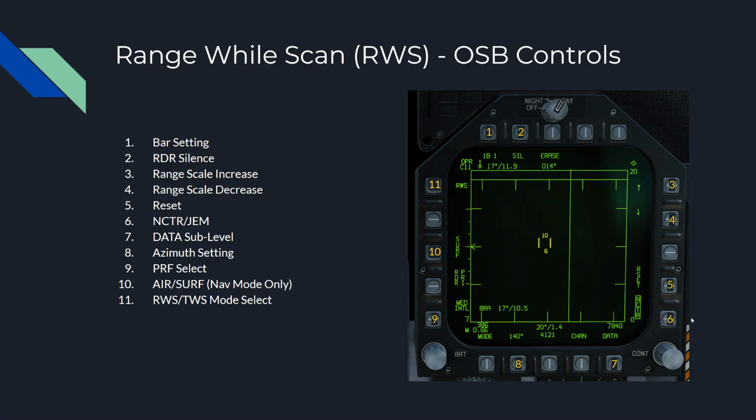Your NCTR function is enabled and disabled here. There's a couple of limitations to it, and we'll go over those in a second. This guy right here, number 7, is going to enter your data sublevel, and we're about to go into that in a second. Your azimuth setting, meaning how wide the radar beam is scanning, is from that push tile there. And your PRF setting is activated from here.